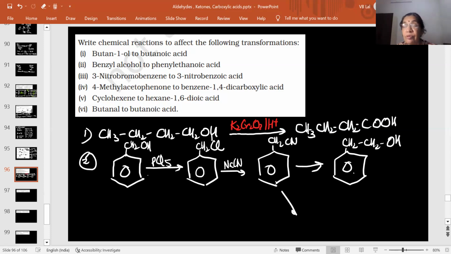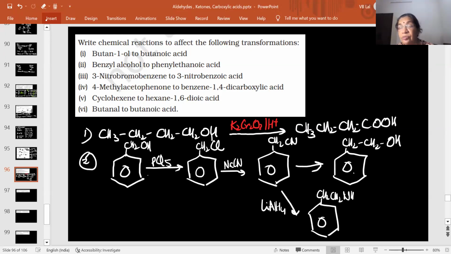And from this CH2CN, I can get the acid easily. How? First I have to reduce it with lithium aluminium hydride, a strong reducing agent. By doing that, I will get CH2CH2NH2. Right? And this one, using nitrous acid, I will get back my alcohol that I want.